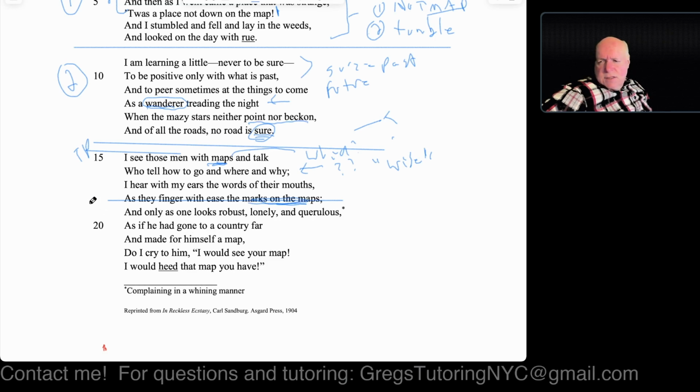it gets interesting because it's kind of a second turning point right there. And it says, "Only one looks robust, lonely, and querulous," which means complaining in a whining manner, okay? "As if he'd gone to a country far and made for himself a map. Do I cry to him? I would see your map. I would heed the map you have." All right, so this is interesting here.